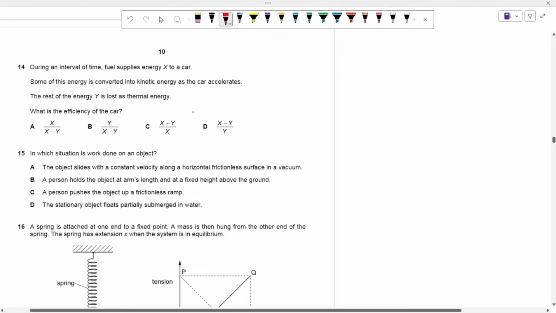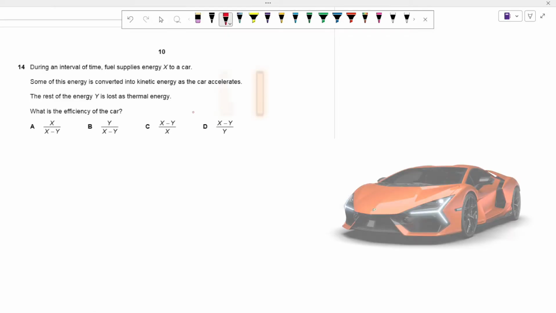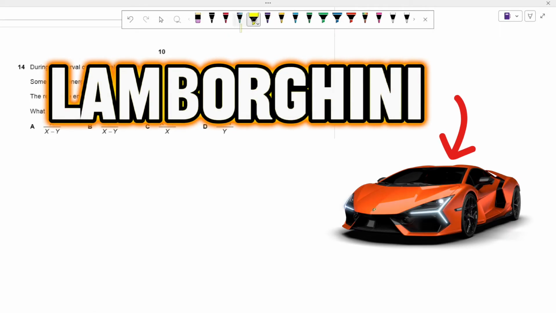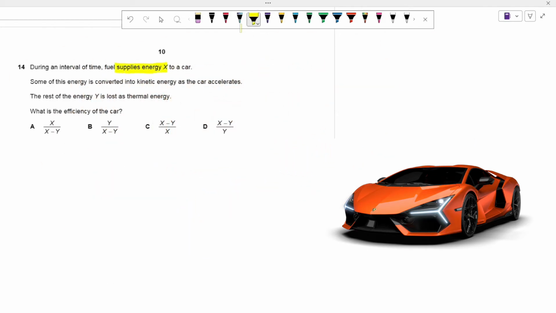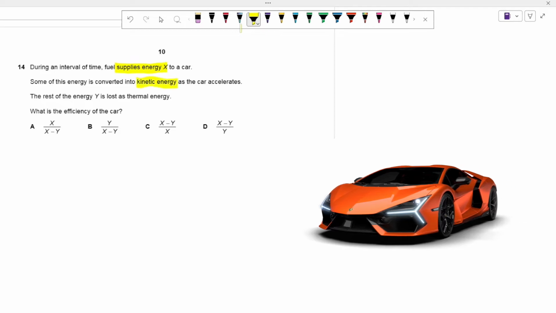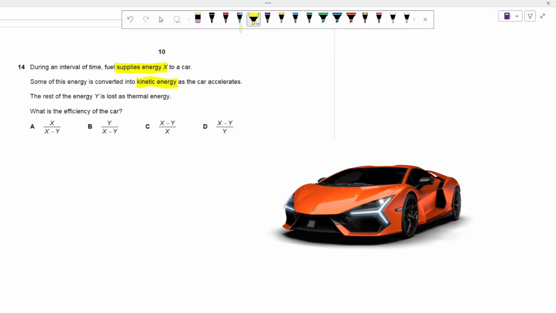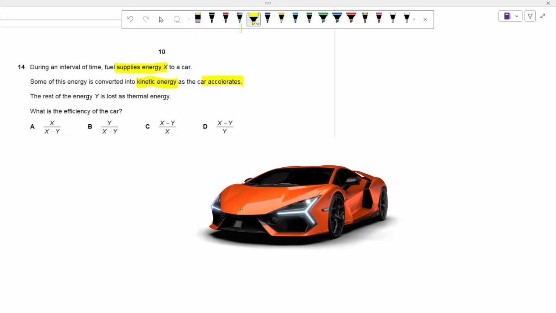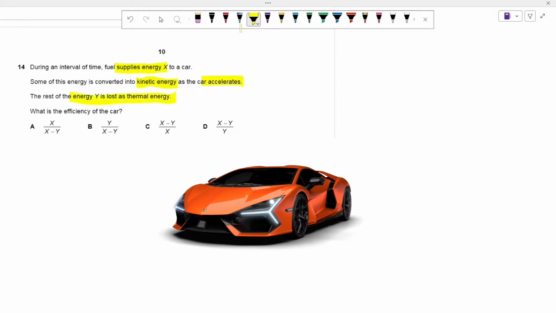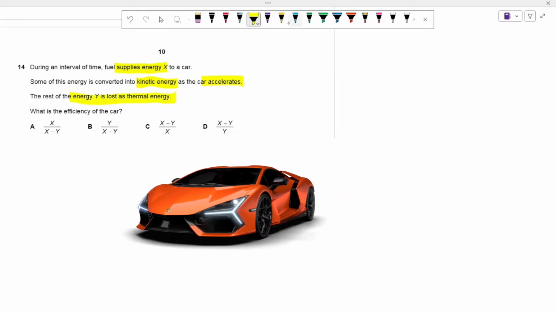During an interval of time, fuel supplies energy X to a car. So we have a Lamborghini, a very fast car, and during a time interval, the fuel supplies energy X. Some of this energy is converted into kinetic energy as the Lamborghini accelerates. The rest of the energy, Y, is then lost as thermal energy. What is the efficiency of the car?